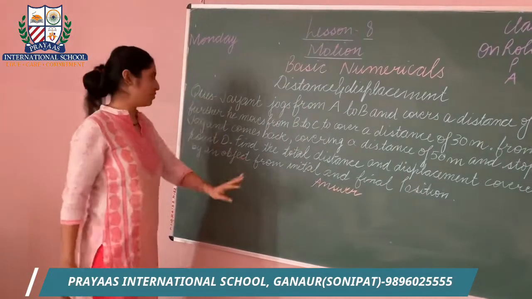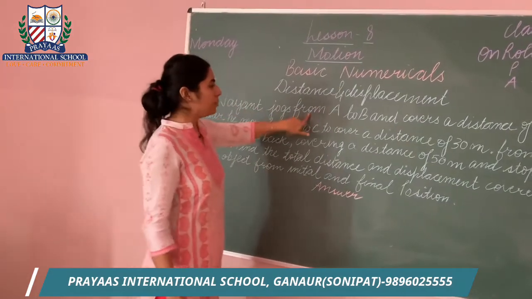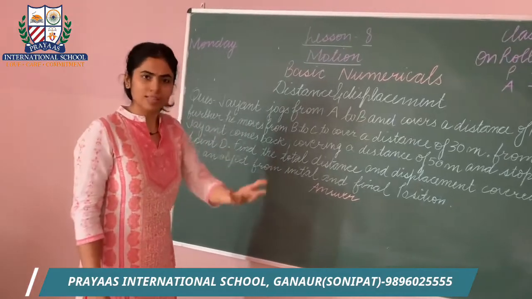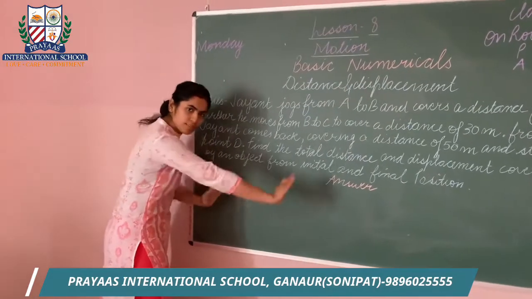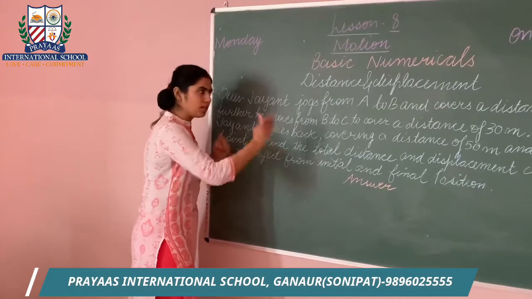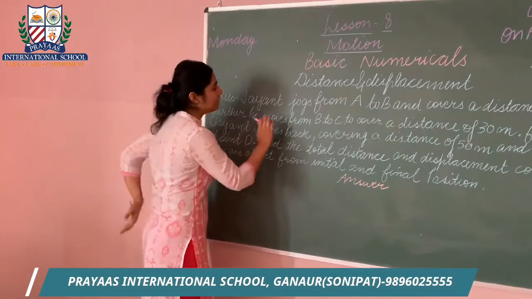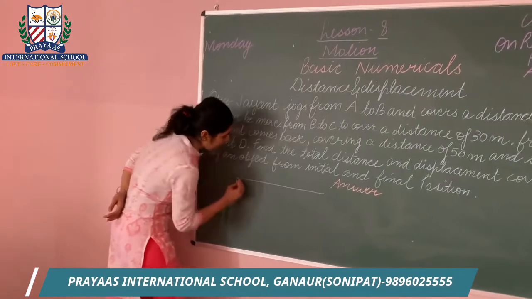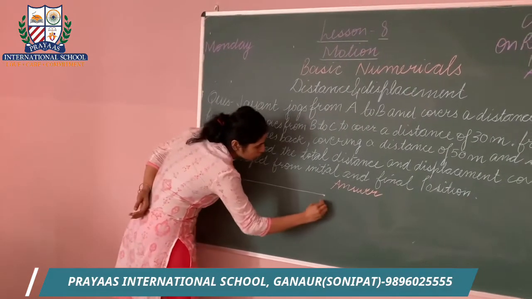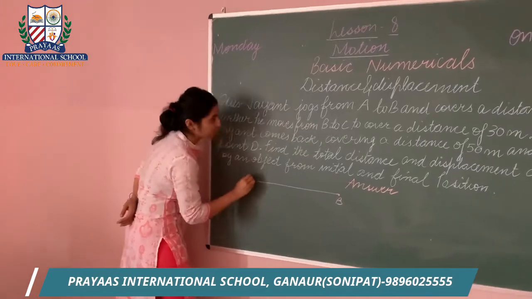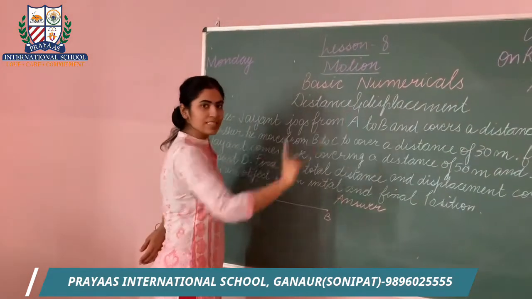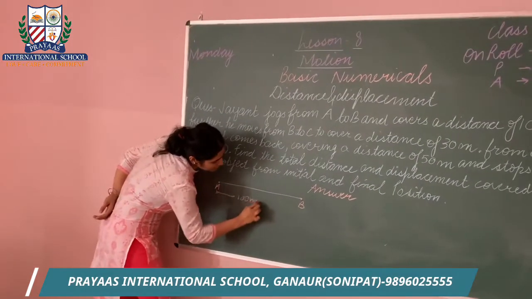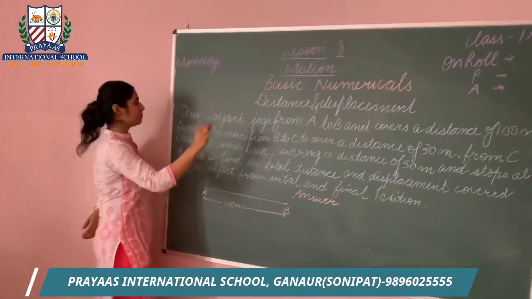What is the question saying first? Jayant jogs from A to B and covers a distance of 100 meters. We don't know what that is, so we first draw the graph, draw the explanation of what the question is saying. Jayant jogs from A to B. Let's suppose this line is A to B. Let us assume that it is a straight line. A to B covers a distance of 100 meters.